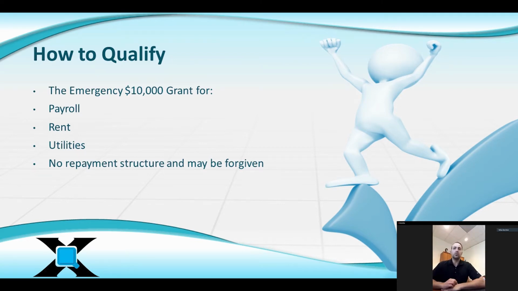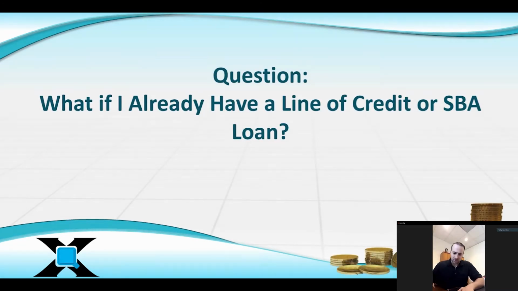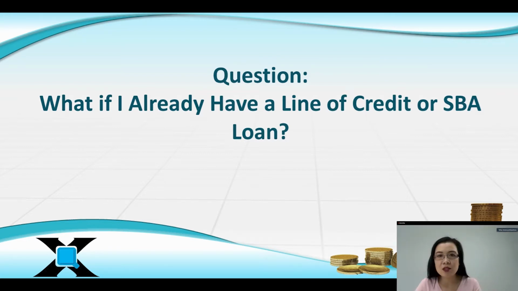But I've been having a couple of questions from my business owners, Charlene, and they're wondering if I already have a business line of credit, or an SBA loan, can I apply for this as well? Yes, according to the SBA site, they do mention that if you have a line of credit or if you already have an SBA loan, you will still be able to apply for this $10,000. It is a new streamlined online application.